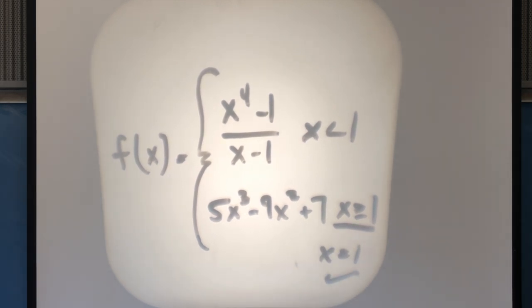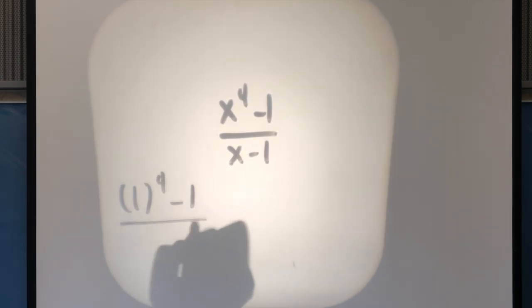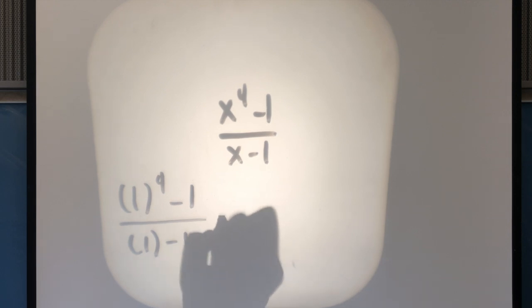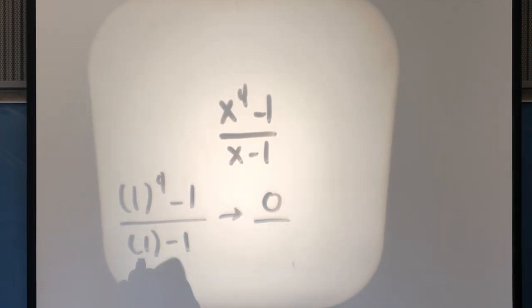Next, we must figure out if the limit from the left side equals the limit from the right side. To do this, we must plug in 1 for the limits coming from both sides. The reason we plug in 1 is because we're checking if the function is continuous at 1. Let's start with the left side. So let's plug in 1: 1 to the 4th minus 1 over 1 minus 1. So 1 to the 4th is 1, 1 minus 1 is 0. We are left with 0 over 0.